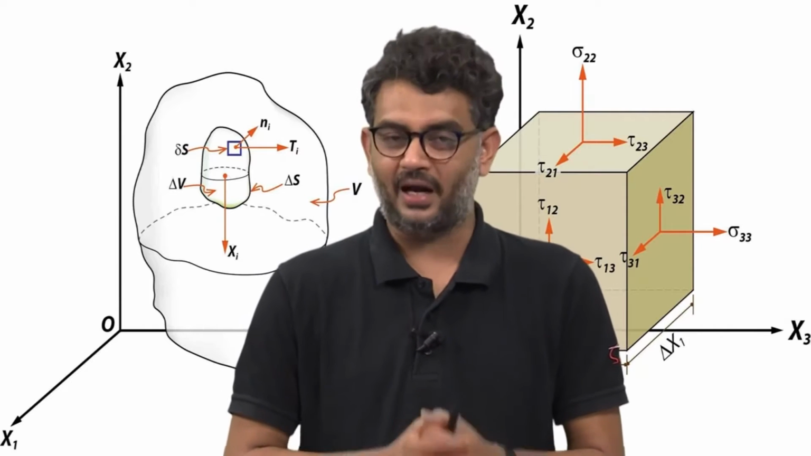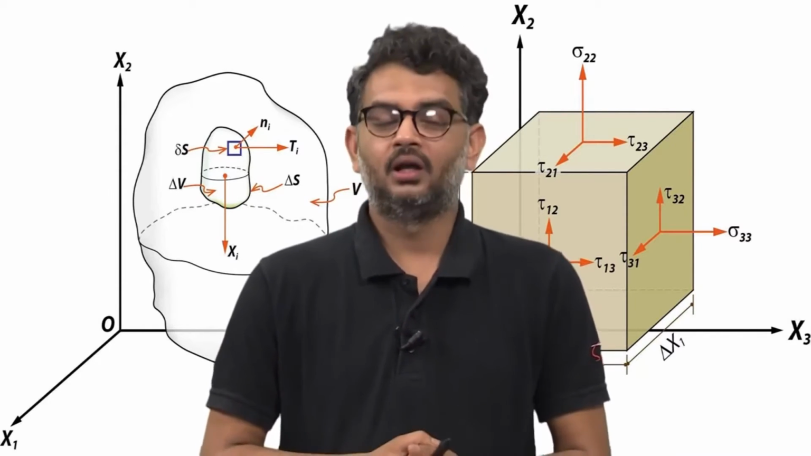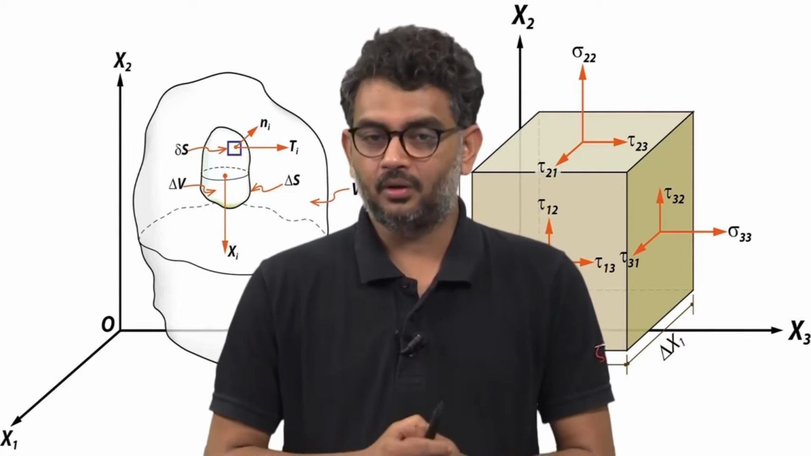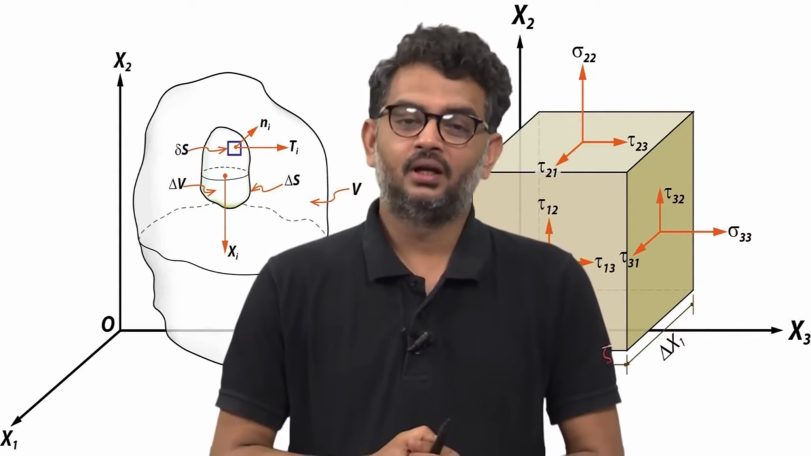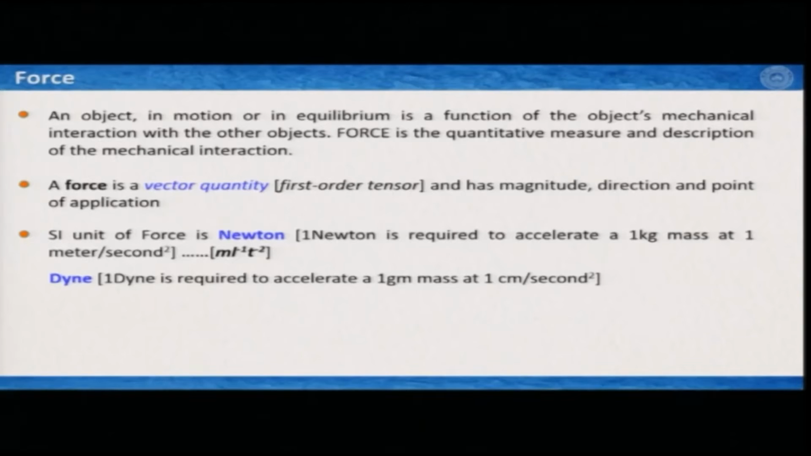For example, I am standing here, apparently no one is pulling me or pushing me, but there is at least one force acting on me. That is the gravitational force which is going down, and then there is an opposite and equal force which is acting from the ground to me, and that is why I am more or less balanced here.